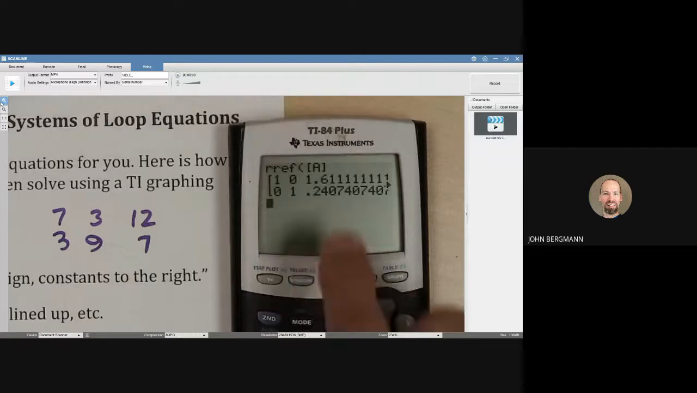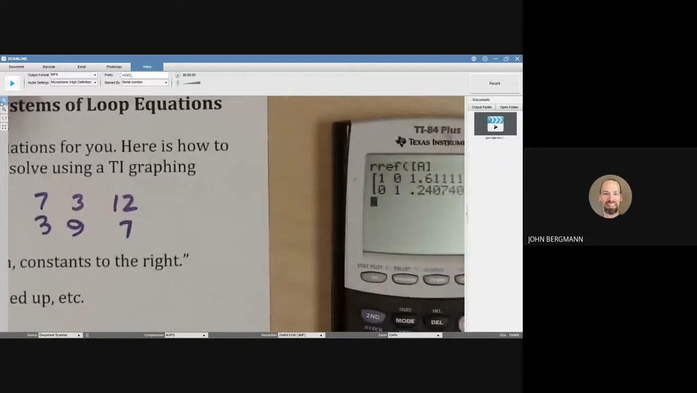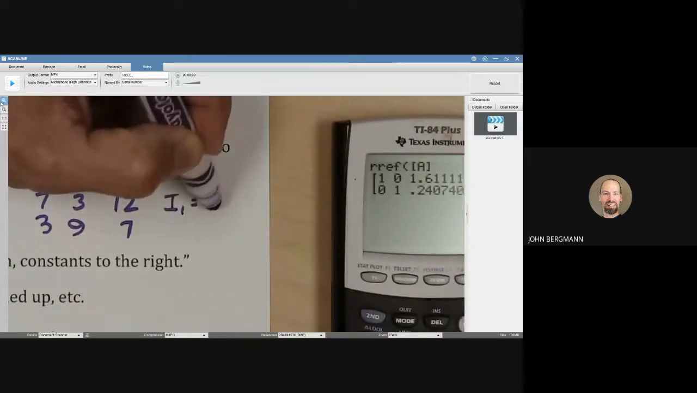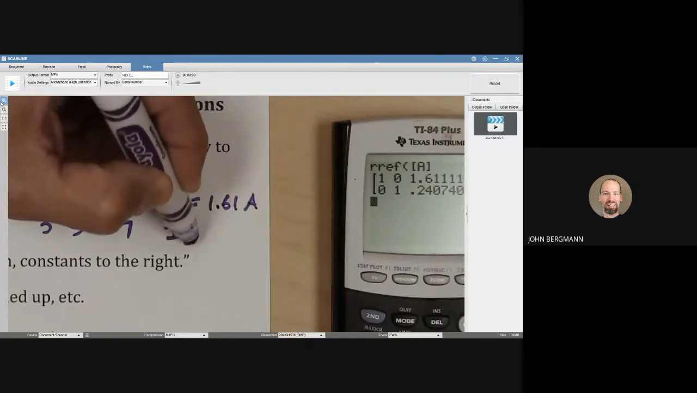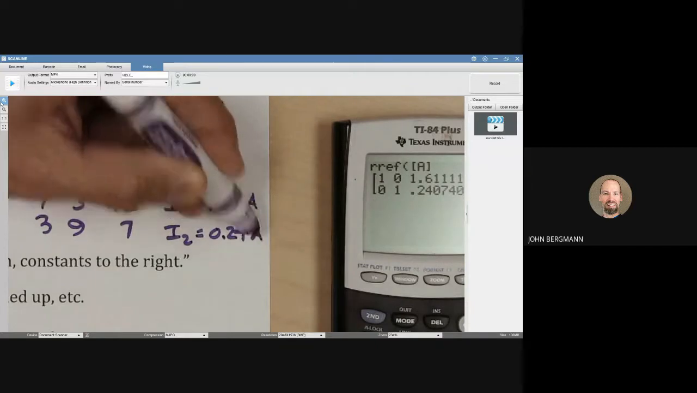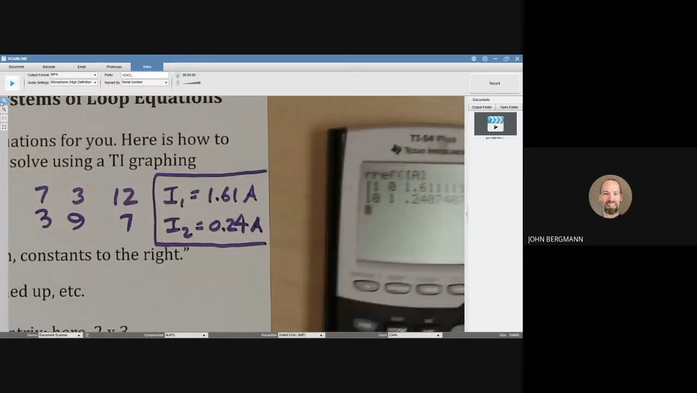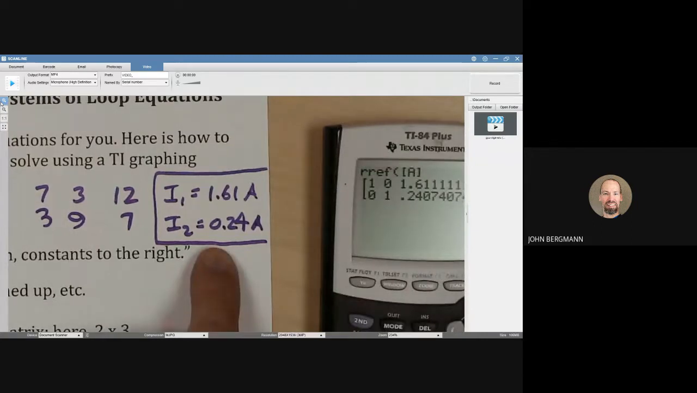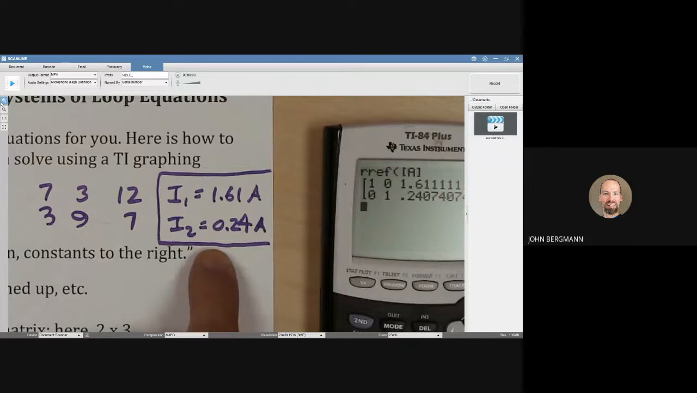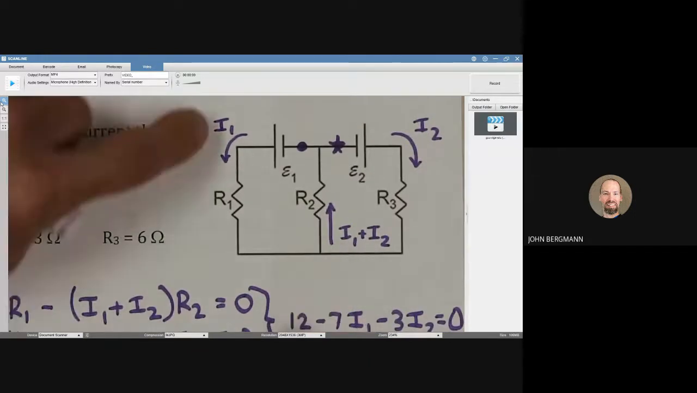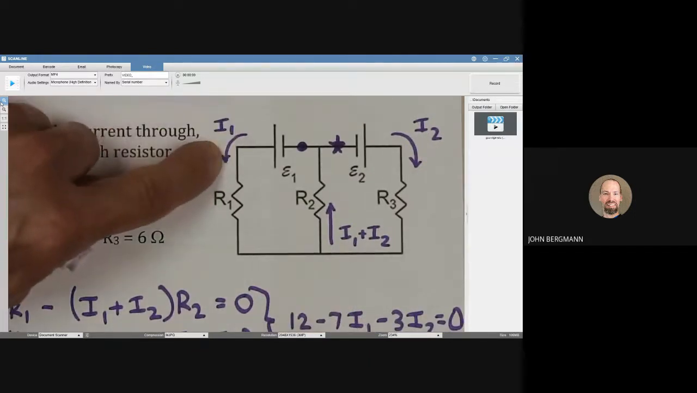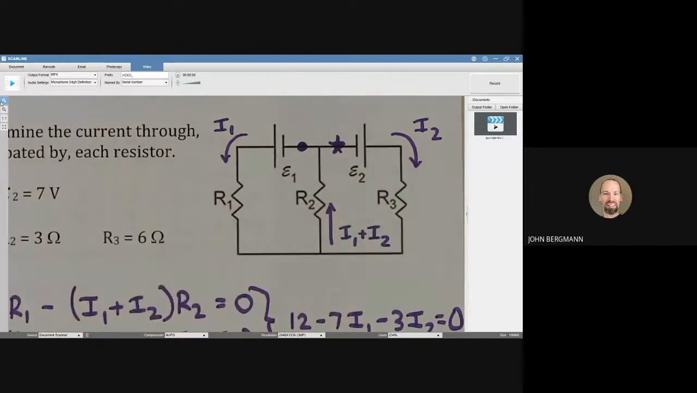So I1 we got to be 1.61 amps, and I2 we got to be 0.24 amps. So let me write those answers right here. I1, 1.61 amps, and I2 is 0.24 amps. Those were the currents that we got. And because they turned out positive, that means that we happened to choose the right direction for those currents when we were doing this. We happened to choose that current went the right way, and so did that one. If the currents come out negative, it just means that we guessed wrong when we wrote our original direction for the current. No problem, no big deal.